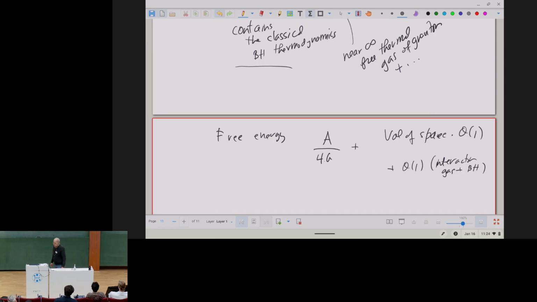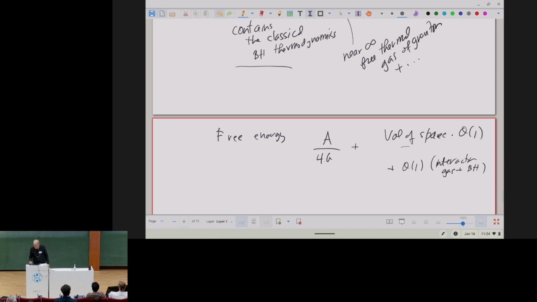So it's obvious that there's going to be a classical piece. Well, we haven't shown that the classical piece is A over 4G, but it is obvious that to do this path integral, we have to compute the classical action of the solution. I will show you that gives A over 4G.